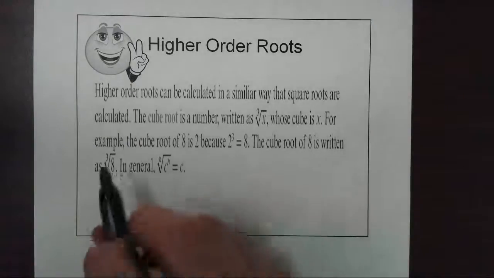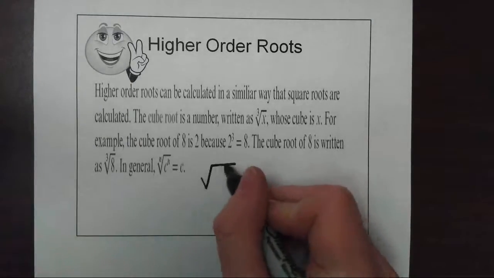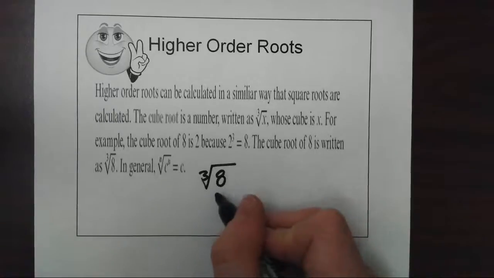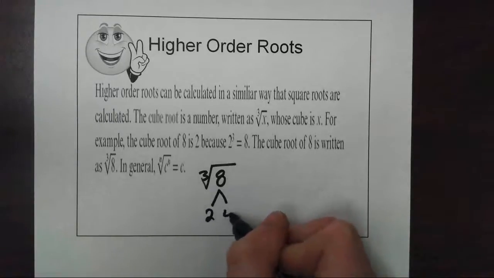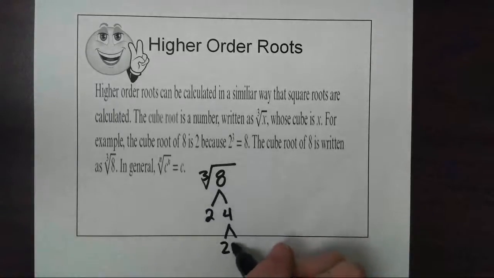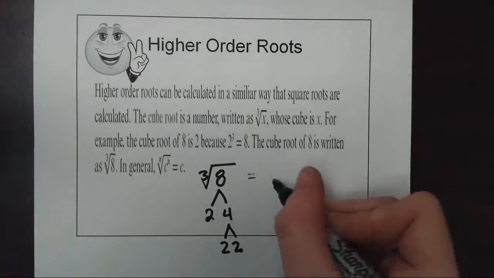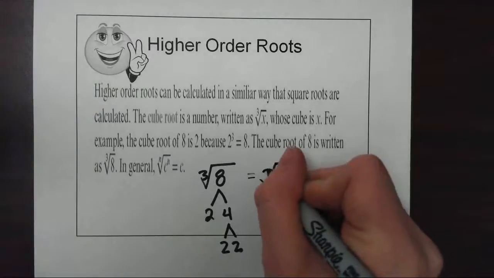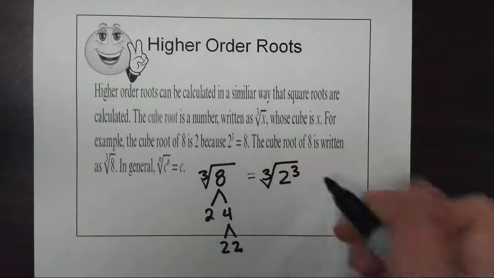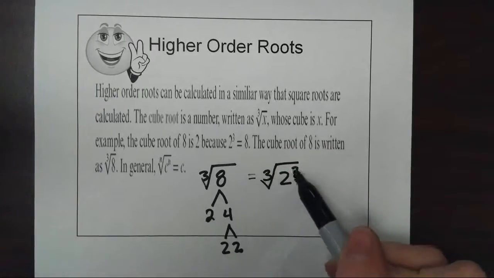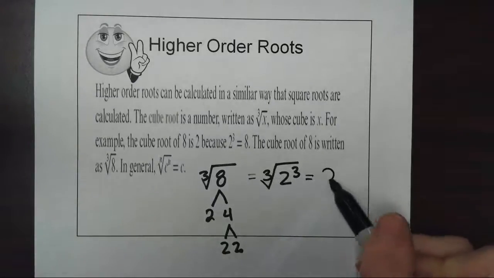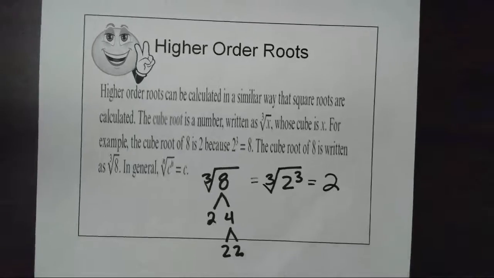For example, we've got the cubed root of 8, and if we factor 8, we get 2 times 4, and then 2 times 2. So then we have the cubed root of 2 to the third power. Now, the cubed root of 2 to the third power, this cubed root and this cube cancel each other out, and we're just left with 2.